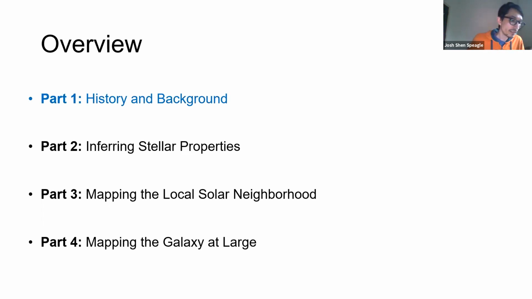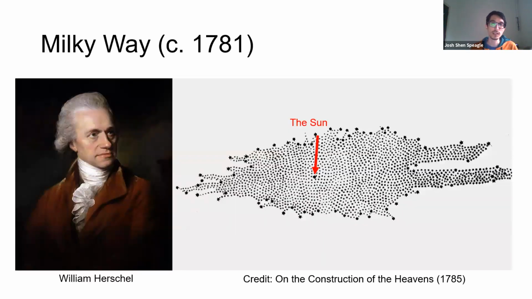So let me first start by jumping into the history, because mapping the Milky Way has a long history and extends all the way back to William Herschel. In fact, the first map of the Milky Way was constructed almost 250 years ago in Herschel's book on the construction of the heavens, published in 1785. Although the first mapping was done a couple of years before that.